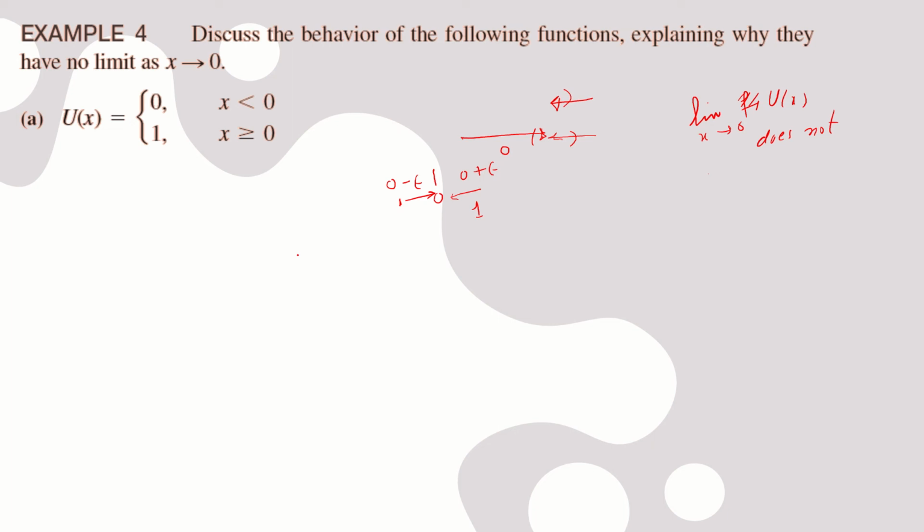Okay, so now what would happen if you want to find the value of this function at x equal to 0? So at x equal to 0 the function is defined, that is in this interval, so f of 0 in this case will be equal to 1.